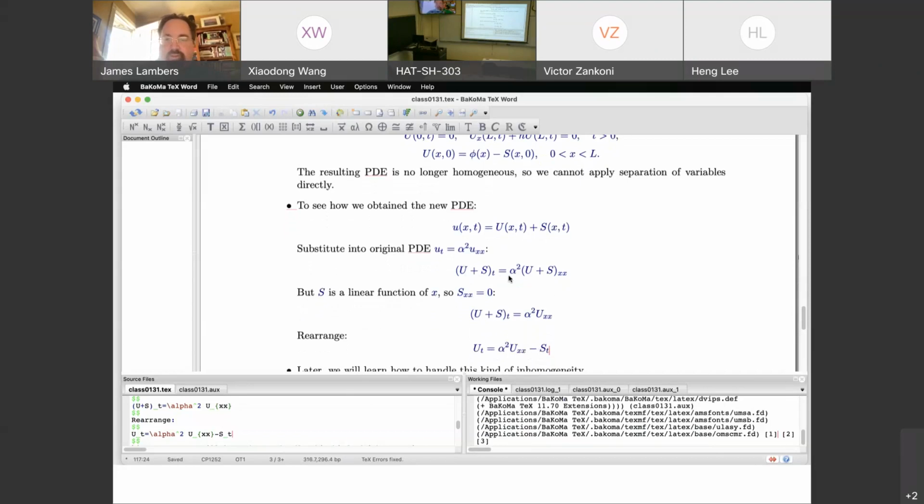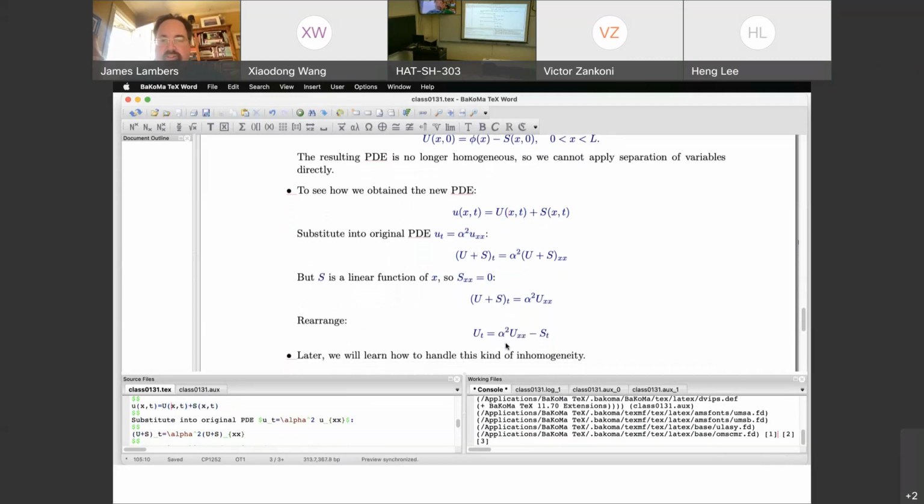So this is something you can always do to see, okay, if you're writing your solution in terms of an expression like this, and this is what you're going to solve for, what PDE does this satisfy? And you can use operations like these to figure out what that would be.